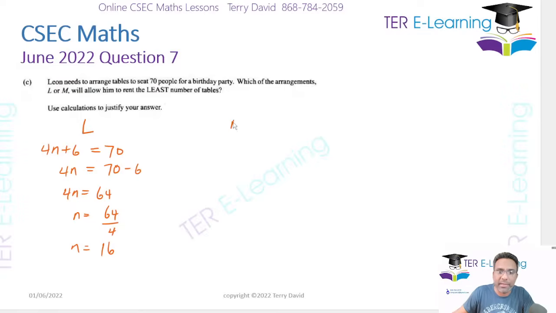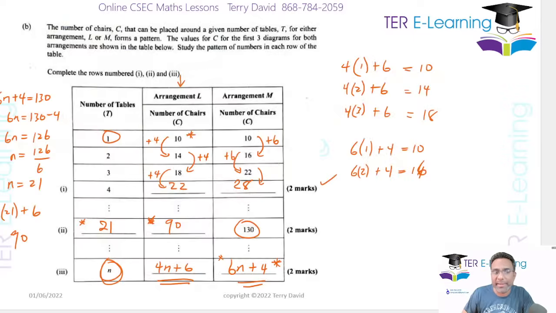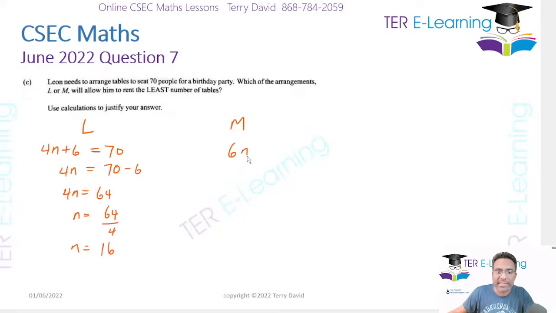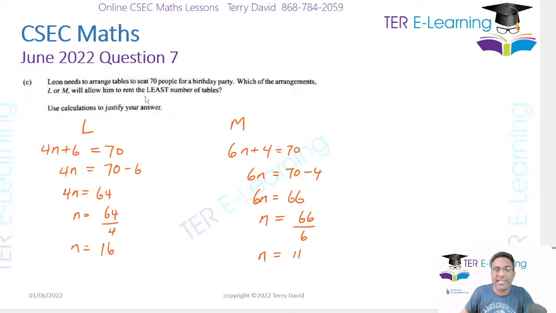So this is for arrangement L, this one is M, and the arrangement for M is 6n plus 4. So 6n plus 4 is equal to 70. So 6n is 70 minus 4. So 6n is equal to 66. So n is equal to 66 over 6. So n is equal to 11 tables. They said which one will allow him to use the least number of tables. So therefore arrangement M will give me less tables. Right? And because we have 11 tables in the scenario here.